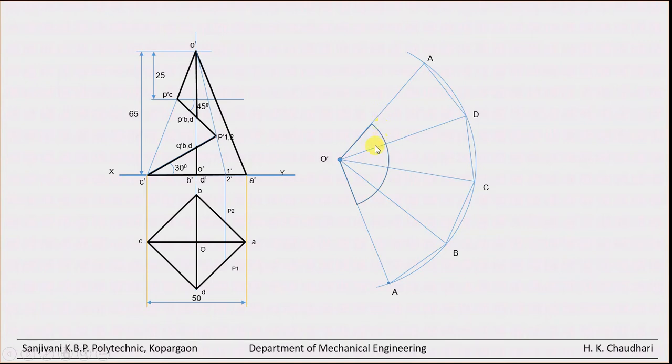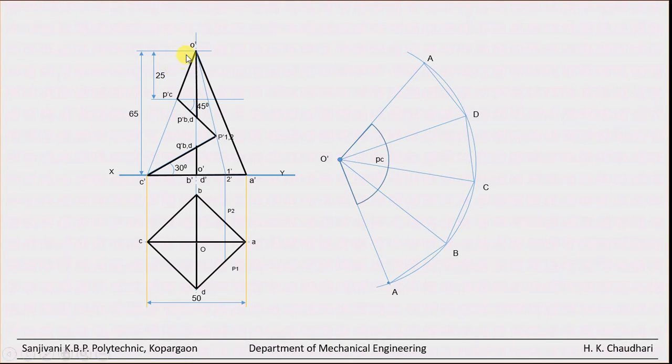One arc is there, and on this arc and on the slant edge OC, the point will be P dash C. So on this arc and on this edge, this point of intersection will be P dash C. Okay. Similarly, we have to locate other points just like P dash B, P dash D, Q dash B, and Q dash D. So how to draw them?